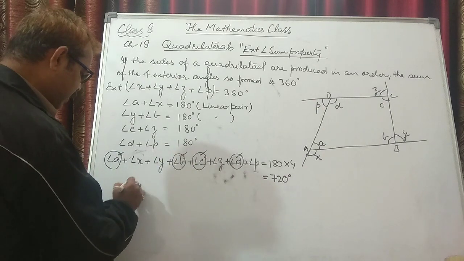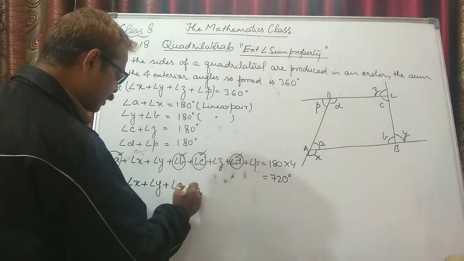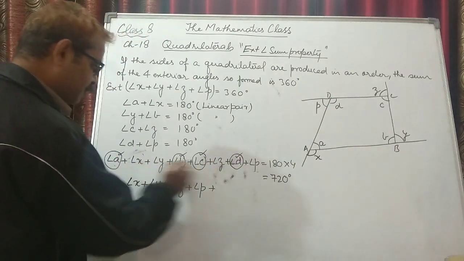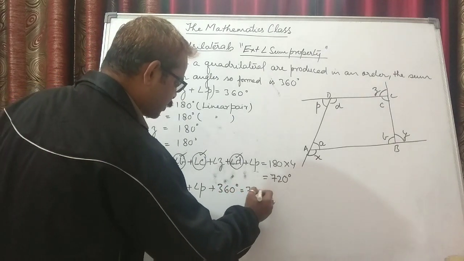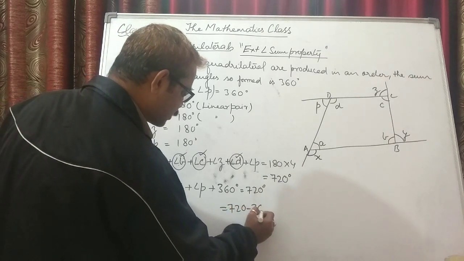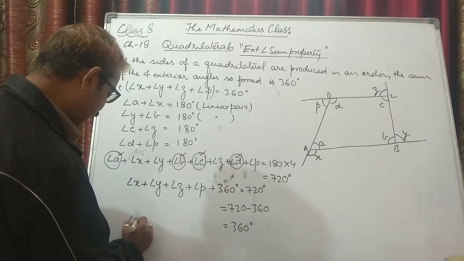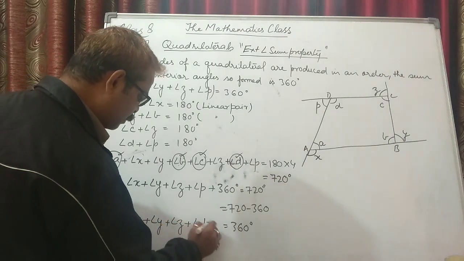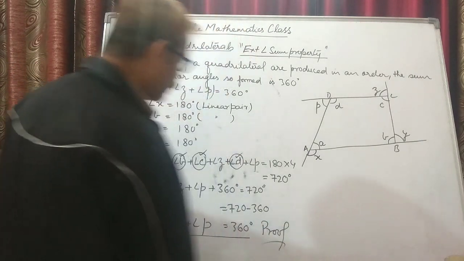So after substituting, we are left with angle x plus angle y plus angle z plus angle p, plus 360 in place of all these four angles, is equal to 720 degrees. So all these angles will be 720 minus 360, which comes out to be 360 degrees. That is, angle x plus angle y plus angle z plus angle p is equal to 360 degrees, and that is our proof.